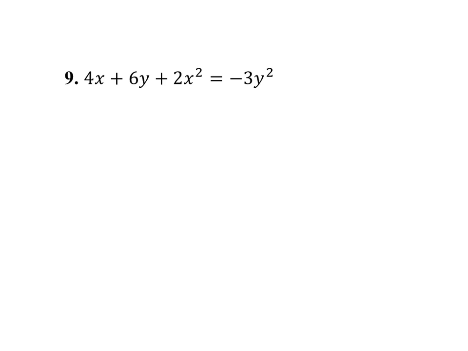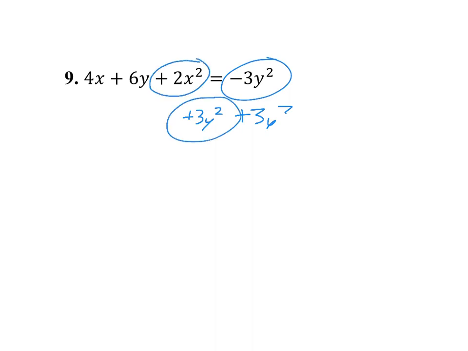Okay, again, number 8, they are not on the same side. So let's move this to the right side. If you move a negative 3y squared to the other side, it becomes positive. So now that they're on the same side, and they are both positive, this is also an ellipse.